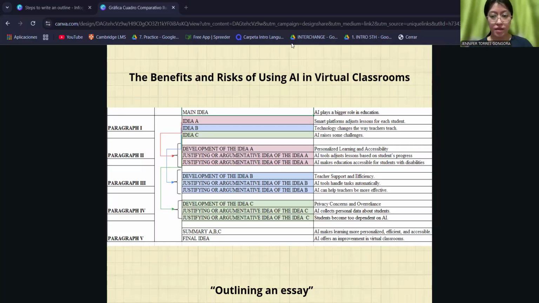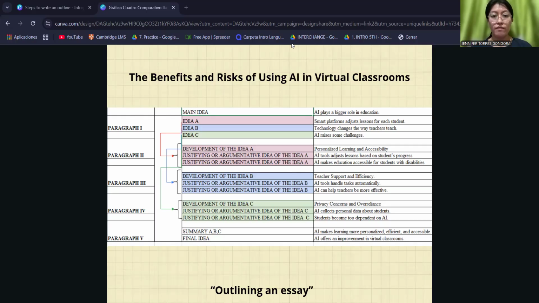In the outlined essay, the main idea we chose is that AI plays a bigger role in education, and then we split it into idea A, idea B, and idea C. Let's begin with idea A, which focuses on how AI helps personalize learning for each student. This idea is important because smart platforms can adjust lessons based on the students' progress and learning style. This means that students who need more help can get extra support, while advanced students can move faster.